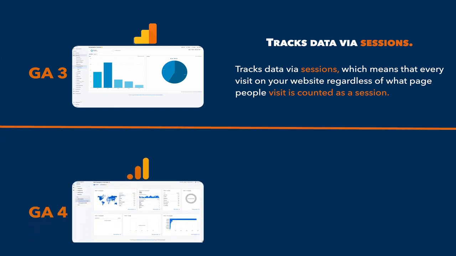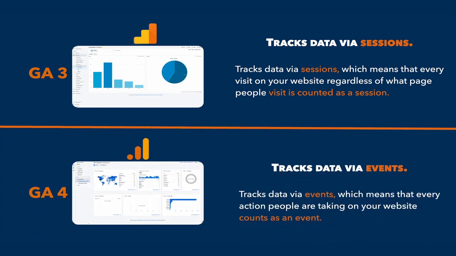However, Google Analytics 4 works differently. It tracks data via events, which means that every action people are taking on your website counts as an event. So Google Analytics 4 tracks data by using events, which means that it's looking at visitors' actions.